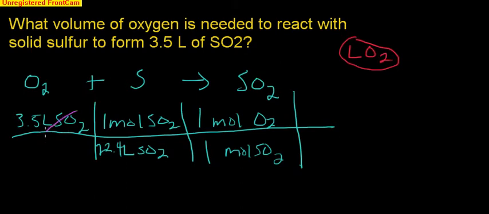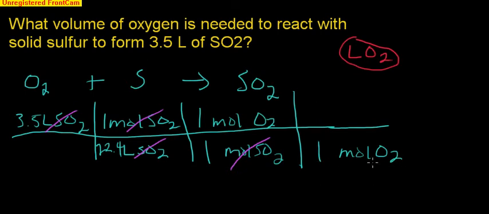So now, liters of SO2 cancels out liters of SO2. Moles of SO2 cancels out moles of SO2. I'm left with moles of O2, but I want to go to liters of O2, so I know I've got to do one more step. So we'll go ahead and extend this out. So to cancel out moles of O2, I'll put moles of O2 on the bottom.